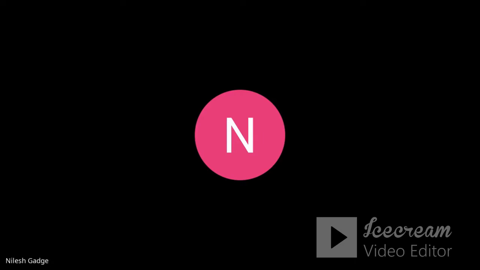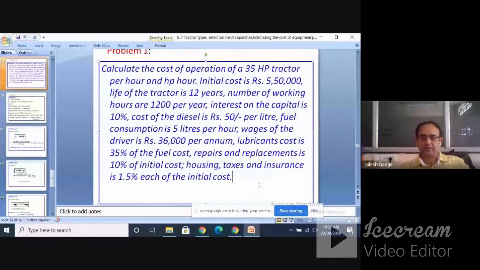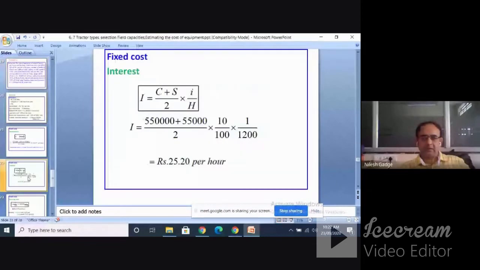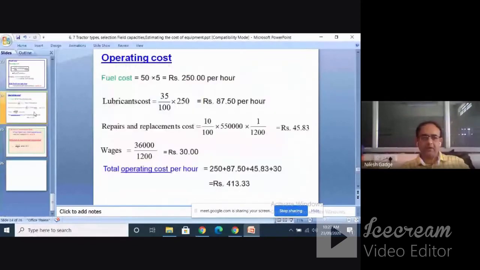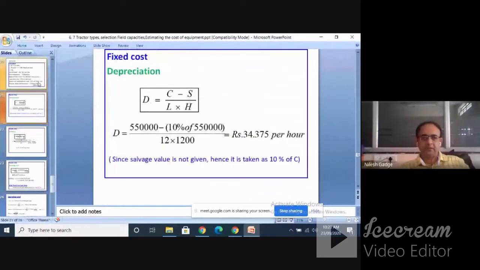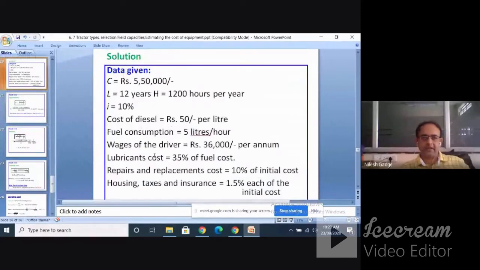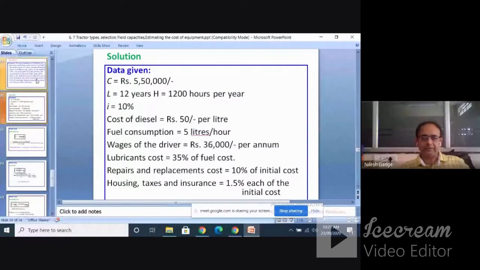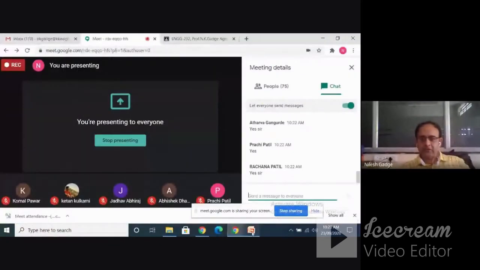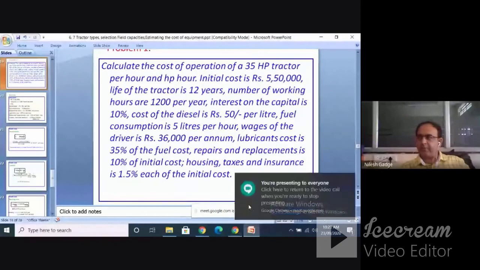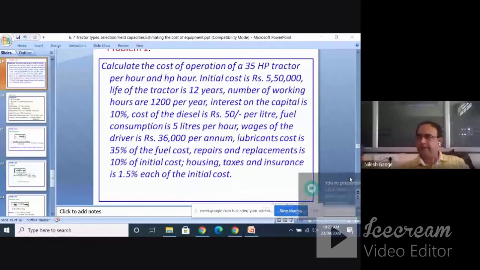Then, because we have to calculate all these costs. This problem is common for theory and practical also. The problem is common for theory as well as for the practical. And if you have finished, have you finished or not yet? Okay, some students have finished. Those who haven't finished, write it properly. The example, write it properly.